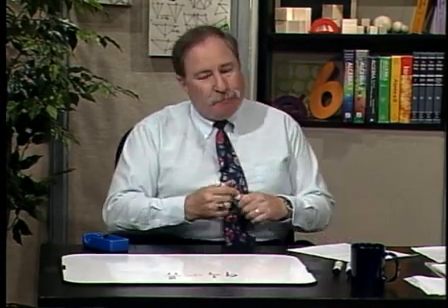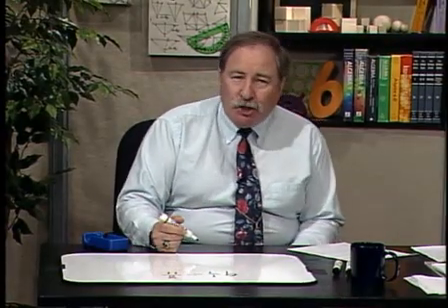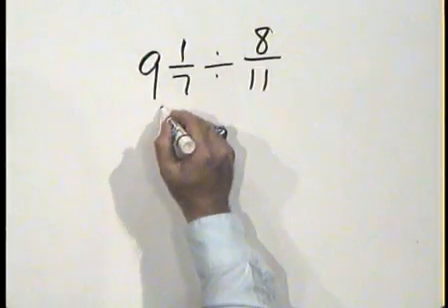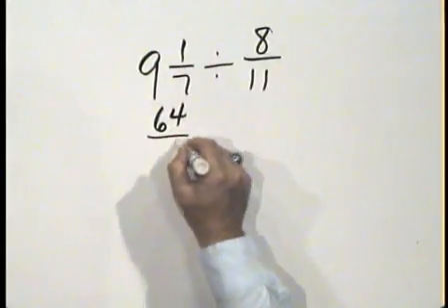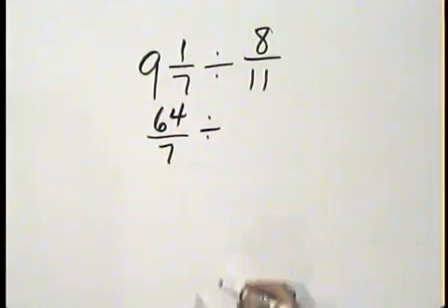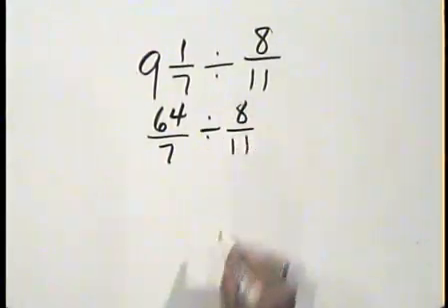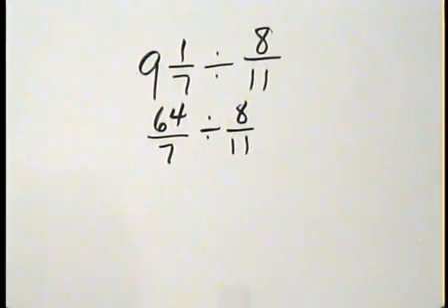Okay, first step, always the same. Change the numbers to fractions. 9 1/7. Let's see, 9 times 7 is 63, and 1 is 64/7. 8/11 is already a proper fraction. We just leave it alone. Next step, dividing by 8/11 is the same as multiplying by its reciprocal, 11/8.